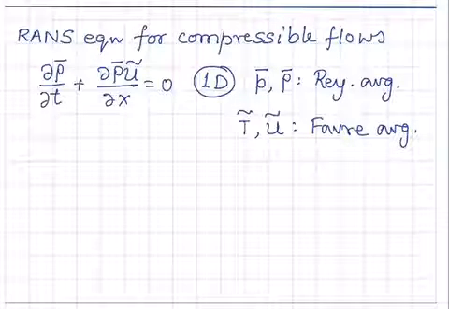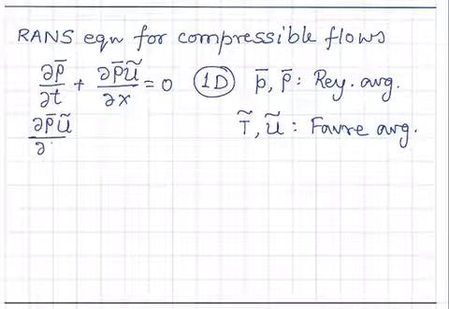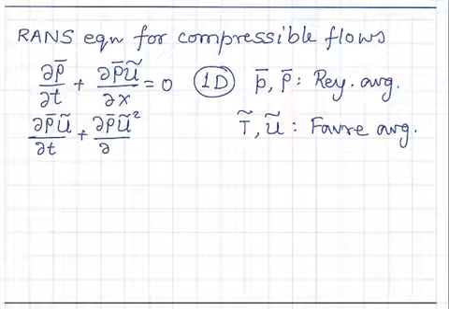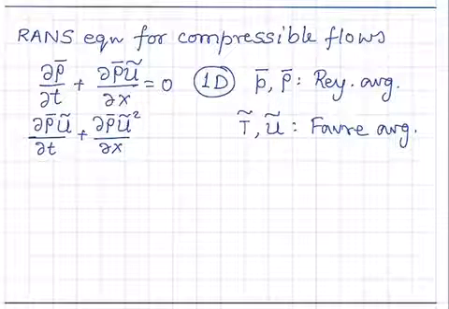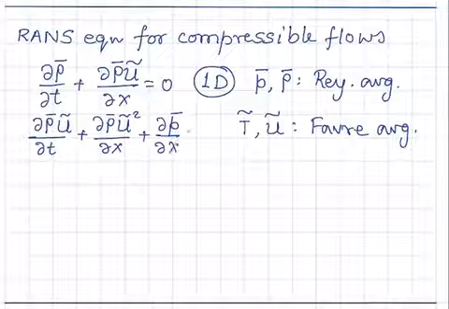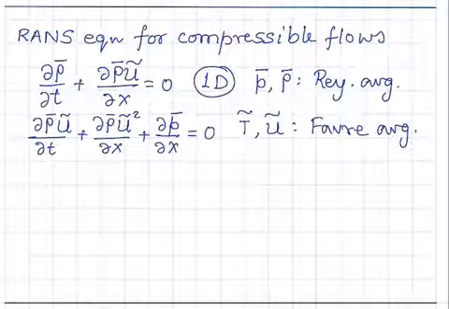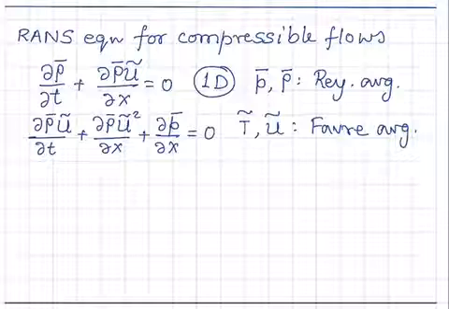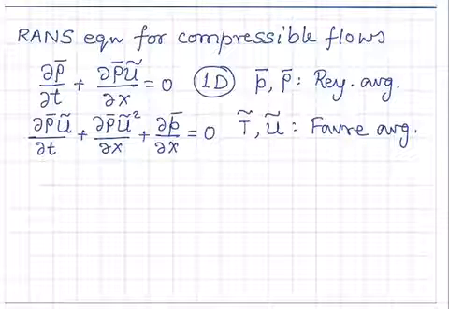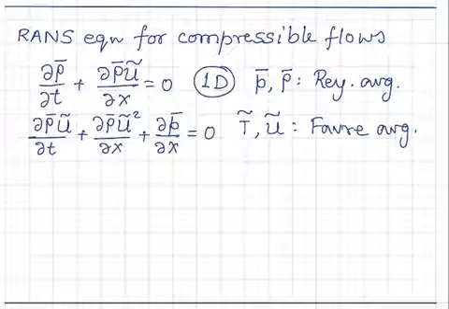Let us go to the next, the momentum equation, which is rho bar U tilde, d dt, plus rho bar U tilde square, d dx, the flux term, the convection term, and the pressure gradient term. I'm going to, for the time being, keep the viscous terms aside, and once we learn how to handle the inviscid or the convective terms, we will add the viscous fluxes to the numerical methodology.